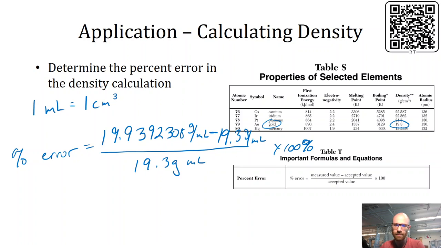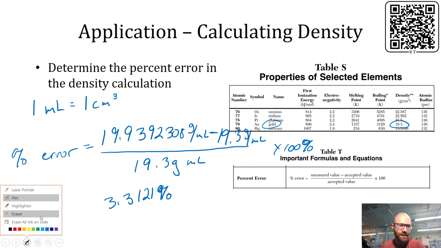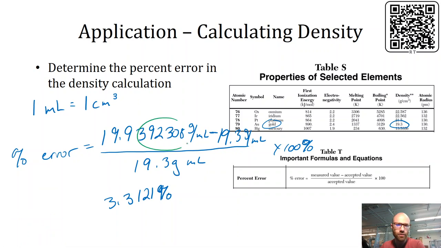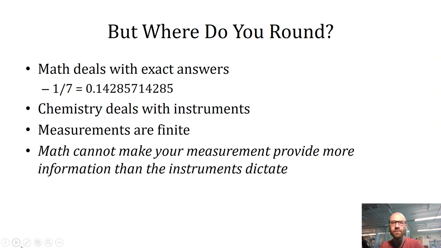You do need that step in there. And then when you do your math and your subtraction, you get 3.3121%. And so the question again comes up. I don't really like having all of these numbers there. So is there a reasonable place that I should be rounding when I do math and chemistry? And the short answer is absolutely. And then there's a longer answer behind that.